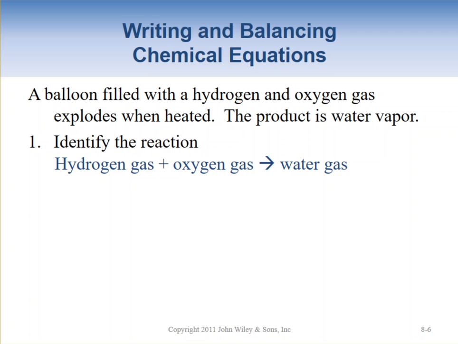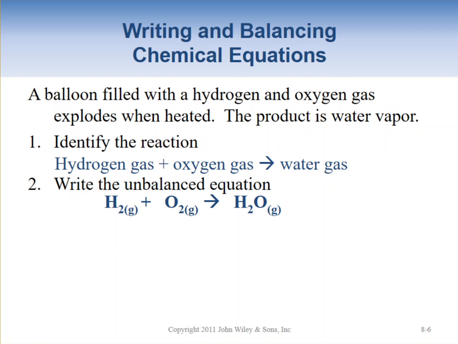So let's look at an example here. Hydrogen gas and oxygen gas produce water gas. Hydrogen and oxygen are diatomic molecules, so the formulas for them are H2 and O2, because hydrogen and oxygen are diatomic gases and they are in a gaseous form. And water, since it says gaseous form, is H2O gas. Now this is writing the chemical equation.